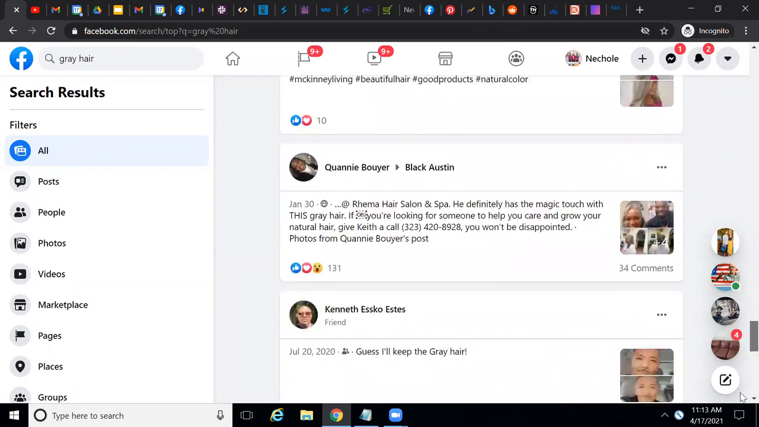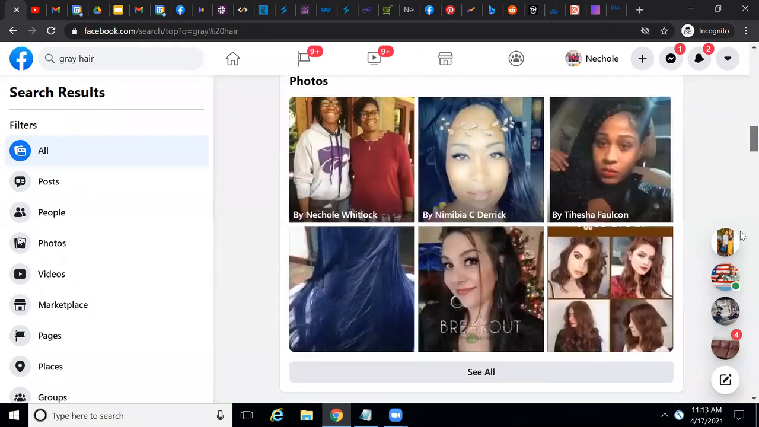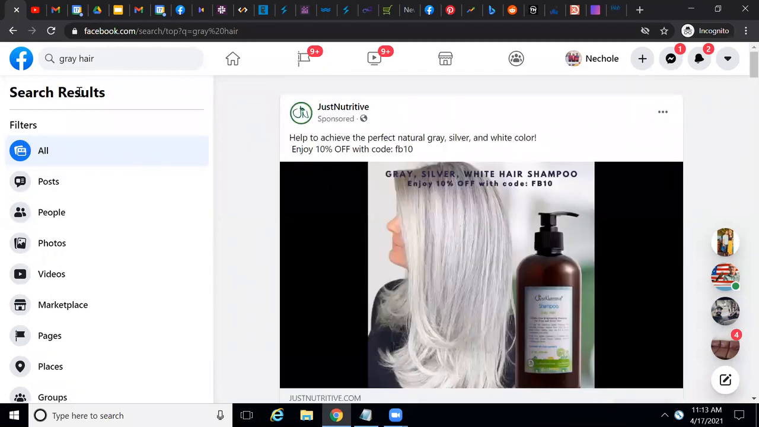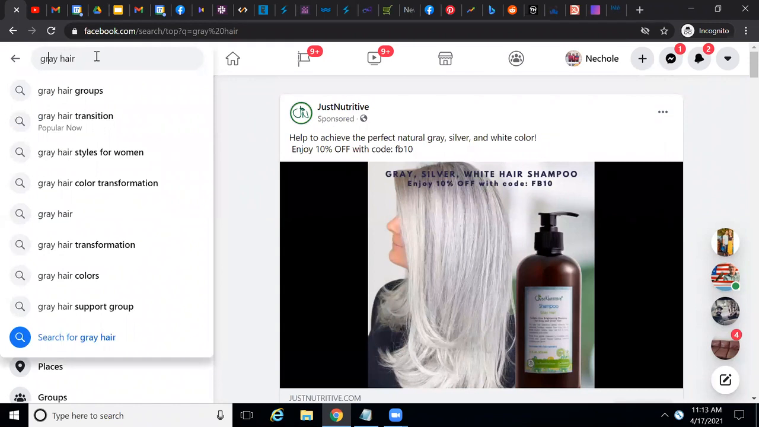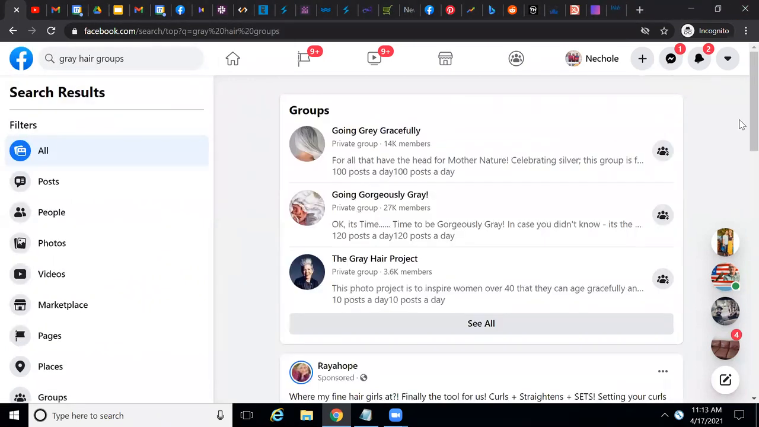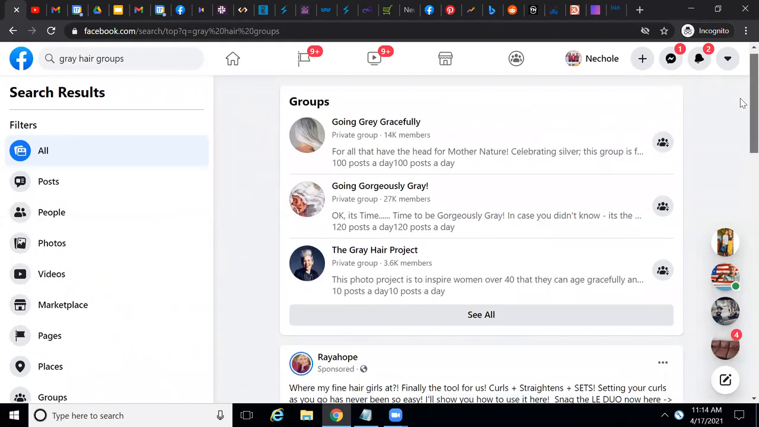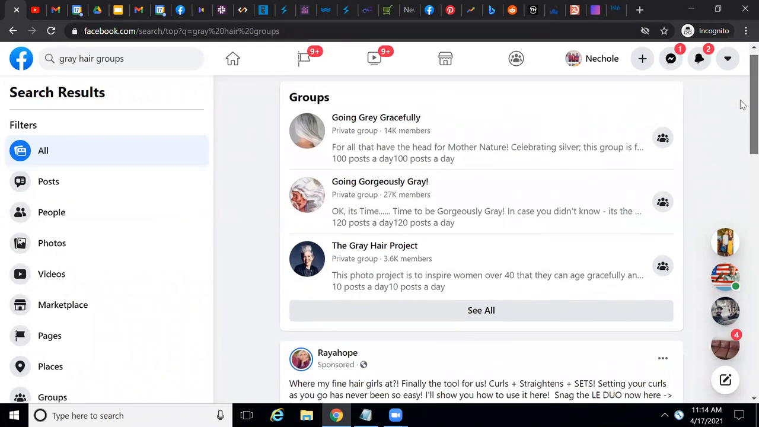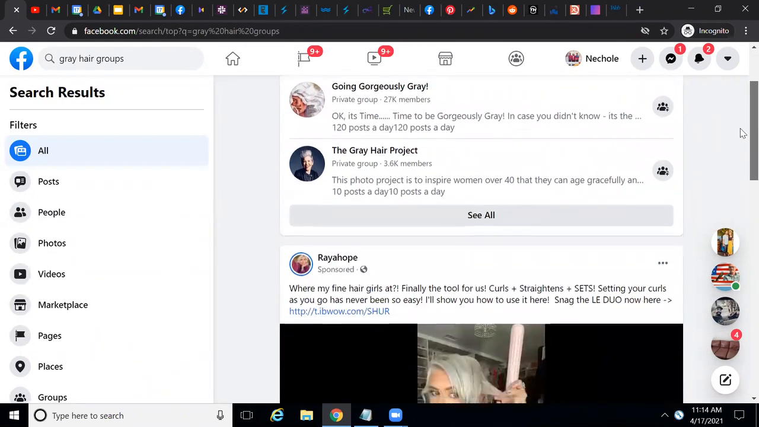I don't know about Prosper Hair. I don't really feel that's gray. I just typed in gray hair, and sometimes people type it in differently. So wait a minute, let's just see what groups there are. Going Gray Gracefully has 14,000 in the first Facebook group, and 27,000 in the third Facebook group.